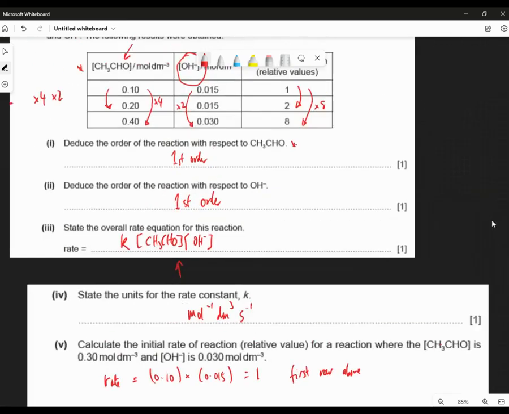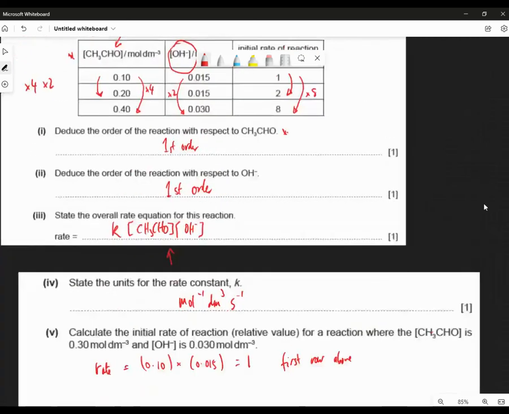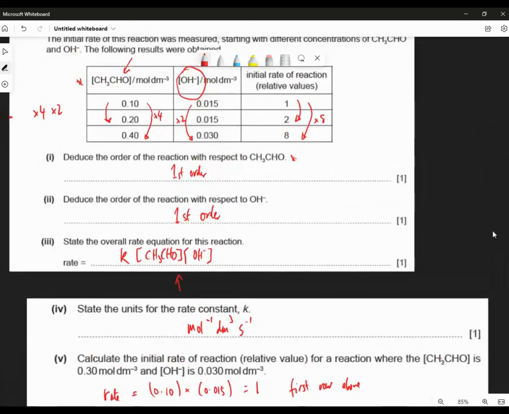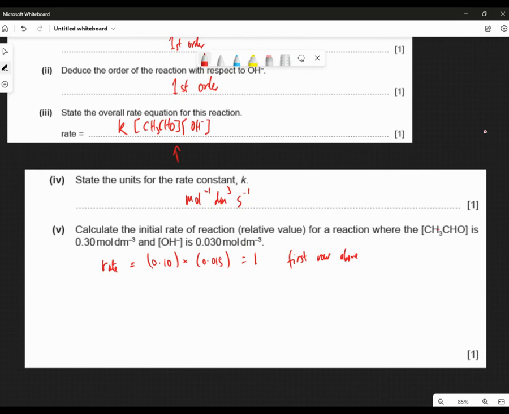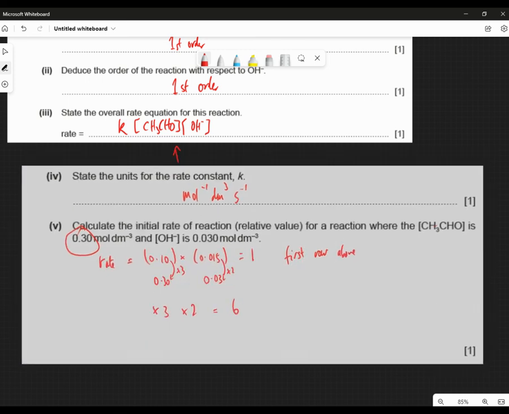So now, what have I got to do? I'm looking at this, 0.03. If I change this to 0.3, that's going to times it by 3. And then I'm going to change this to 0.03. That's a timesing by 2, isn't it? So I'm timesing this by 3, timesing this by 2. So it's times 3 times 2. So the relative rate is going to be 6. Okay, so that's the answer to that one.